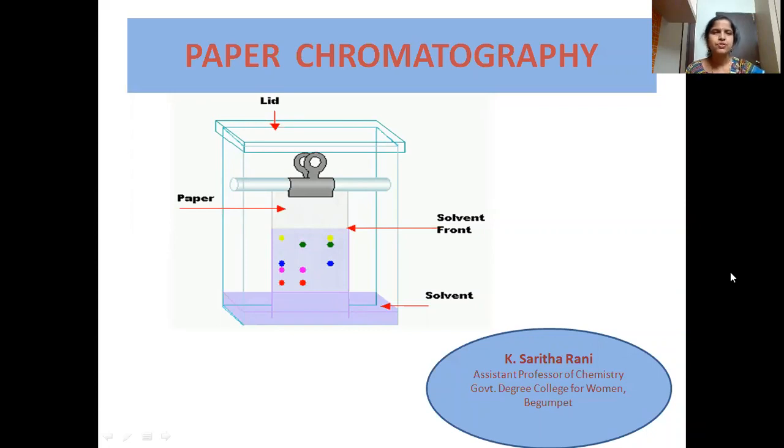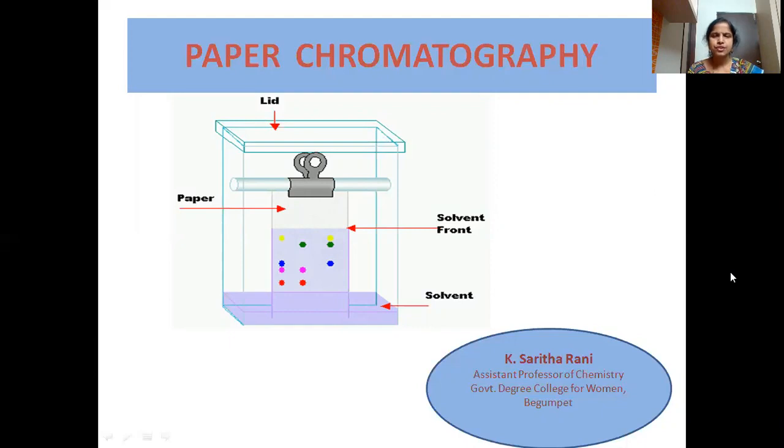In our previous videos, we have seen the introductory part of chromatography, in which we have seen the principle involved in it, the classification of chromatography, and also one of the most important techniques, that is thin layer chromatography. Now in today's class, let us discuss paper chromatography. So what is paper chromatography and how is it useful in the separation of the components from a given mixture?